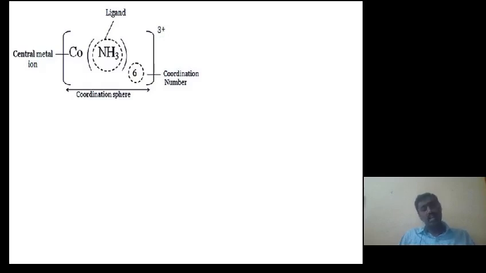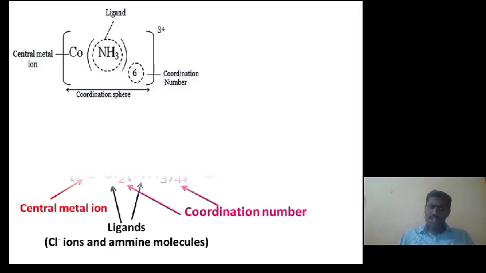So ligands. Already I told you the ligand is a Lewis base. It donates the pair of electrons to the central metal ion. So here I have shown the cobalt complex. The cobalt acts as the central metal ion. The ammonia is called amine. Six amines are coordinated with the cobalt, so the coordination number is six. The ligand is amine.